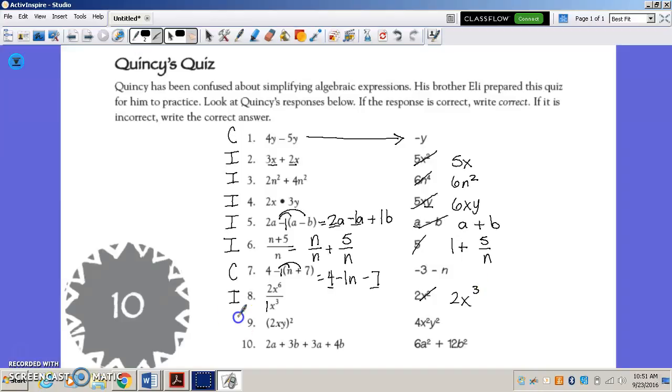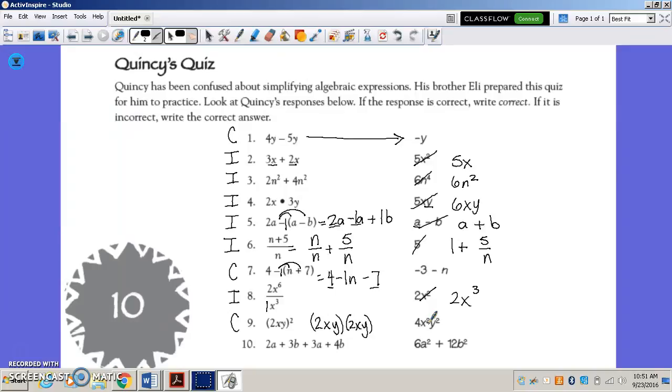Number 9 is a correct statement. So we could think about this as saying 2xy, and to the 2nd power means I multiply it by itself. So 2xy times 2xy. Well, 2 times 2 is 4. X times x is x squared. Y times y is y squared. No simplifications can be done.